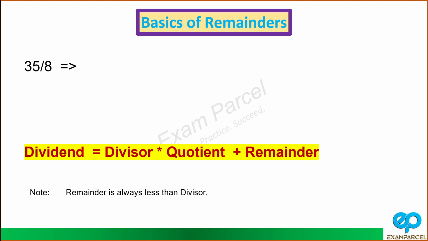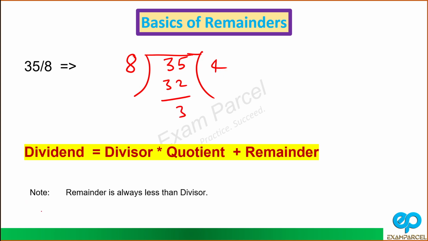Okay, so now let's start our topic. Now, very first thing that I will do is, let's say I take a number 8 and I divide 35 from it. Now you must have done this in school. 8 into 4, 32, and I am left with 3, right?